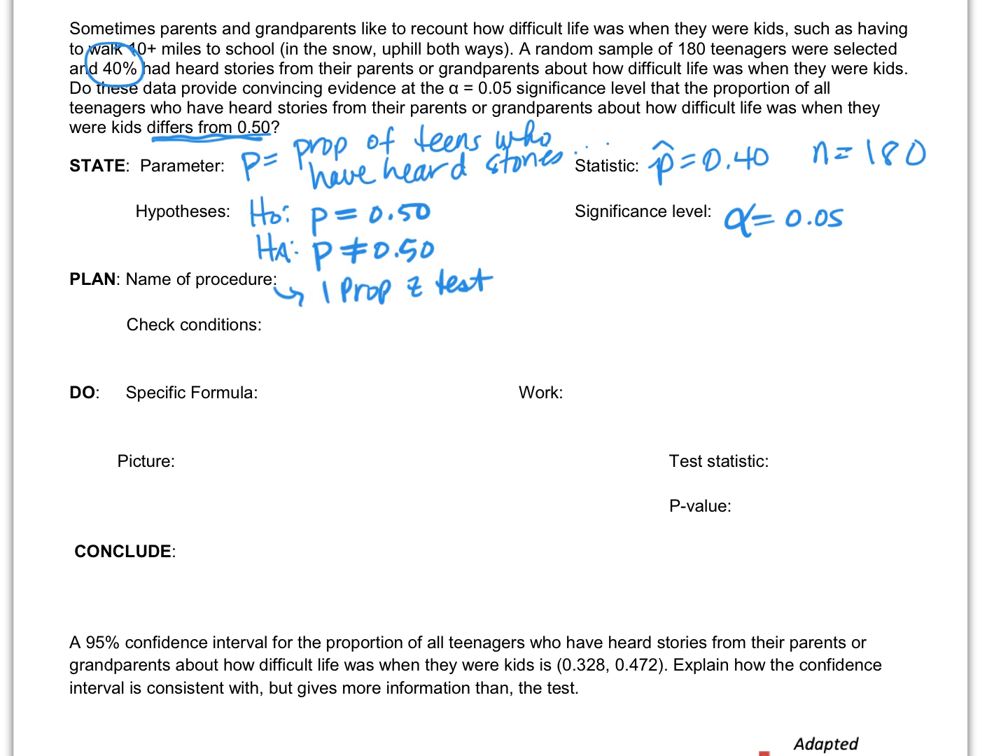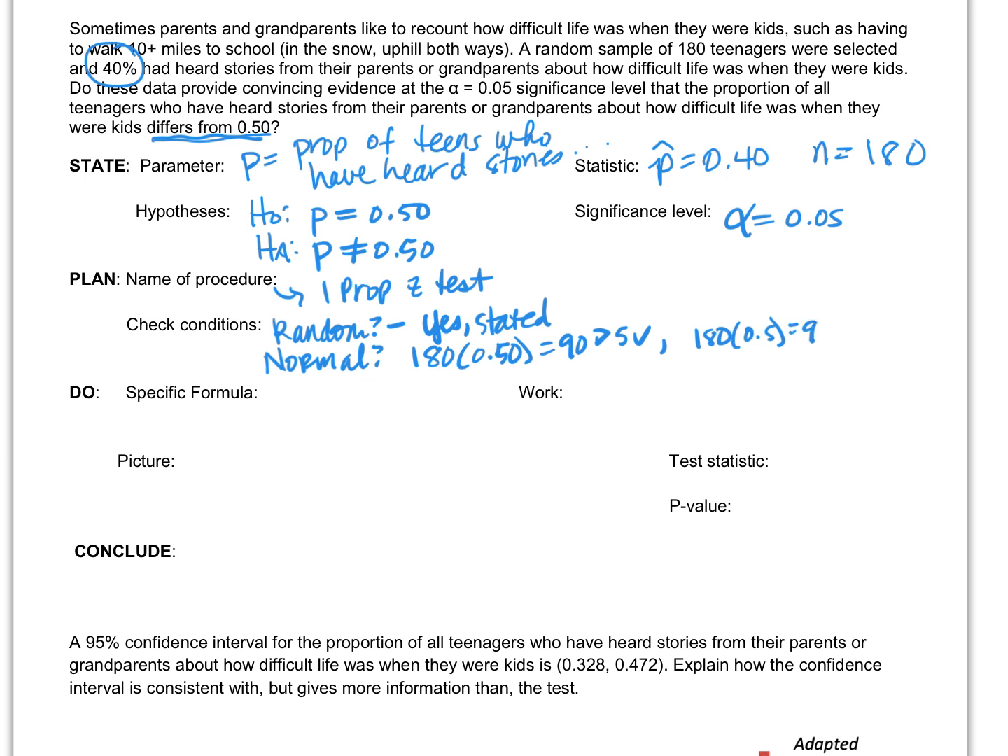Let's check our conditions. Was it random? Yes, and we know that because it's stated, right? Normal. How do I check? Large counts test. So 180 times 0.5, right? Because that's the null value. Well, that's 90. That's easy. But that's greater than 5. And then 180 times 0.5, it's still 90. So we know it's approximately normal. Is that all right?